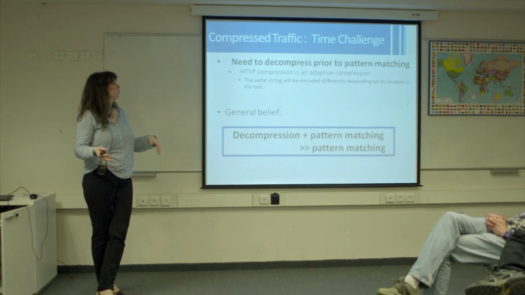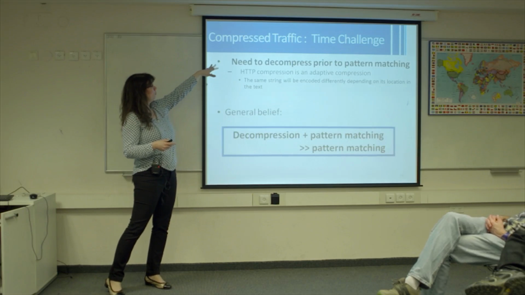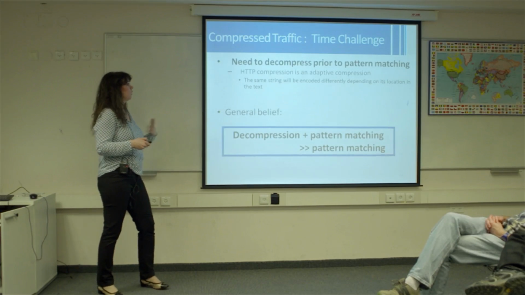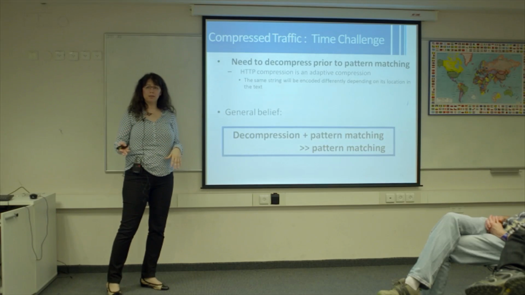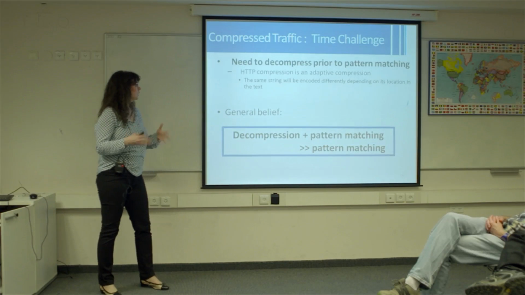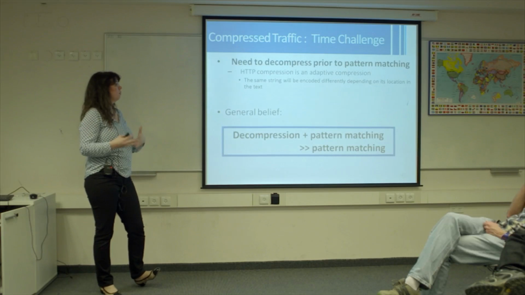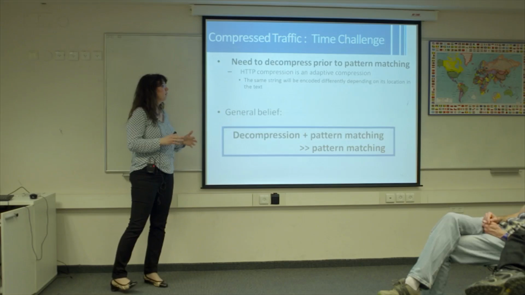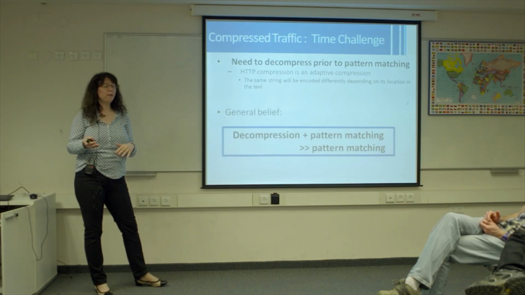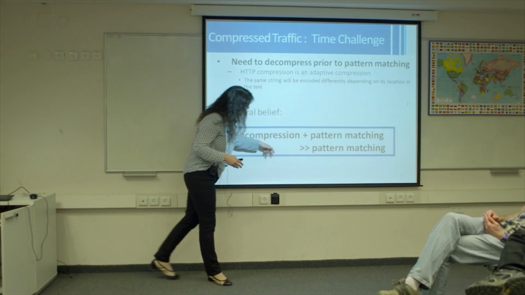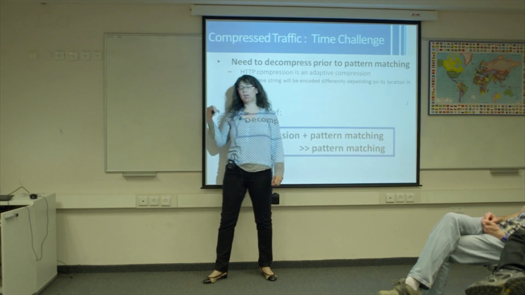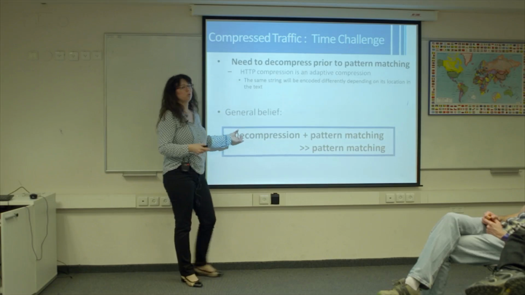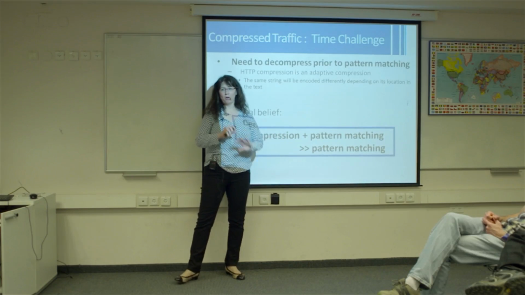So let's understand the problem. The problem with compressed traffic from the time aspect is that you need to decompress prior to the pattern matching. And this is because HTTP compression, gzip, is an adaptive compression. It means that the same string will be encoded differently depending on its location in the text. Okay? So you need to do decompression and then pattern matching. And if I just said that pattern matching is a pain, they think, okay, if I need also to do decompression, it's a huge pain. So I ignore it. Okay?